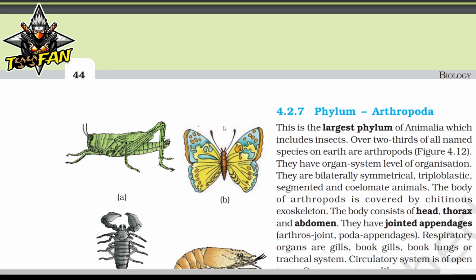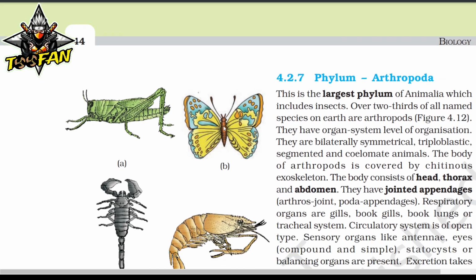Now, phylum Arthropoda. This is the largest phylum of Animalia, which includes insects. Over two-thirds of all named species on the earth are arthropods.